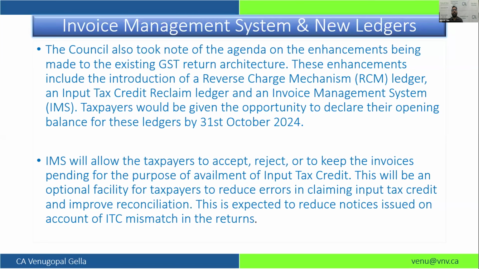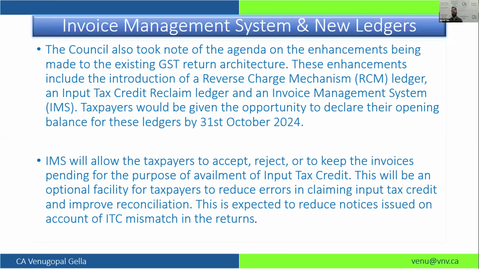With IMS, the recipient will now be able to check the invoices uploaded by their suppliers on their dashboard on a real-time basis. The recipient will have the option to either accept, reject, or keep the invoices uploaded by the supplier as pending. Once the recipient exercises these options, the GSTR 2B of the recipient gets computed.